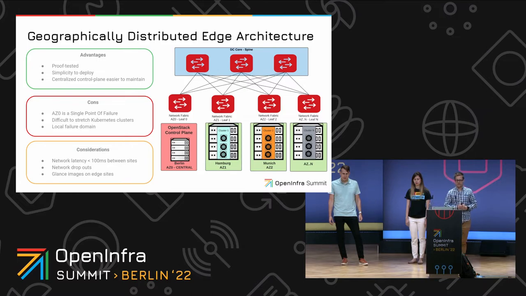One other thing I would like to highlight, and we will go into details later, is that in this type of architecture, because of the geographic, remote distance, you want to push your data on the remote sites. So I'm talking about the Glance images, the Cinder volumes, and those kinds of things that we will detail a bit later in this presentation. So now, Chris, over to you.